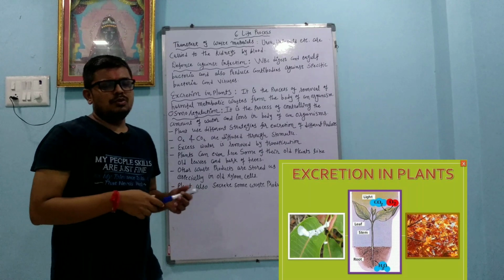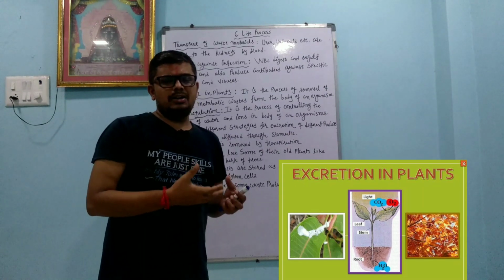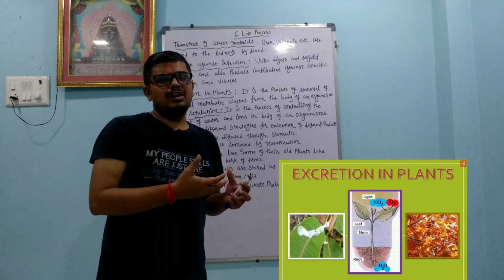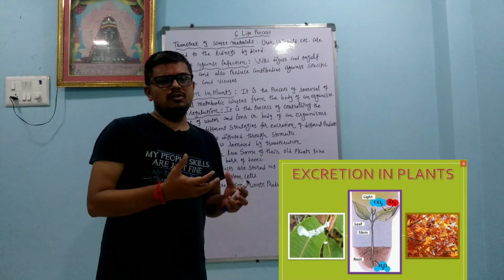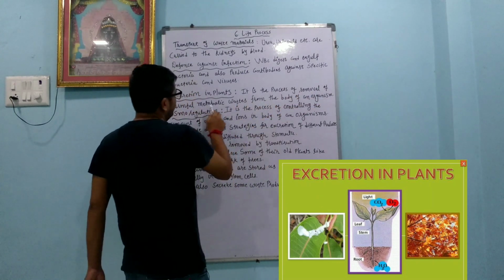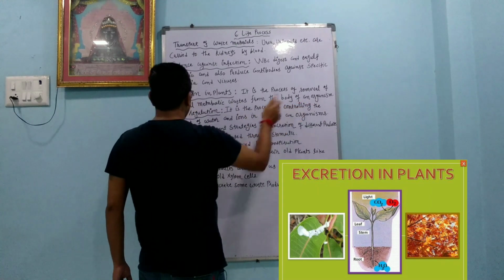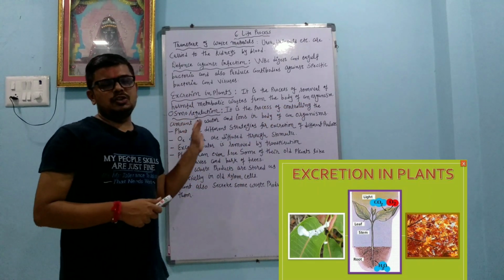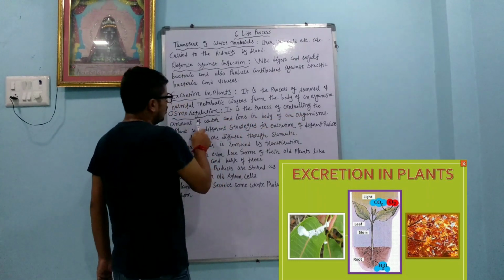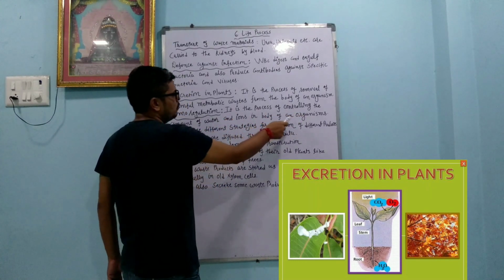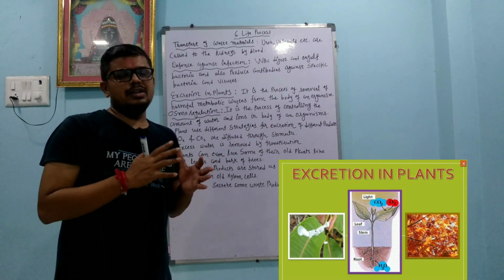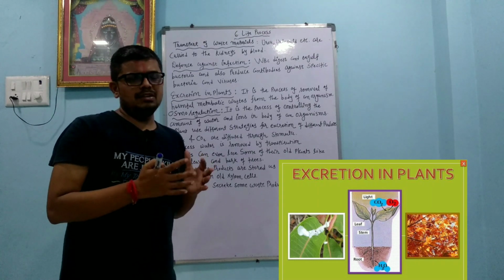Excretion in plants. In any organism, whether plant or animal, the process by which waste products are thrown out of the body or cell is called excretion. It is the removal of harmful metabolic waste from the body of an organism. In that, osmoregulation plays a major role. What is osmoregulation? It is the process of controlling the amount of water and ions, minerals in the body of an organism.